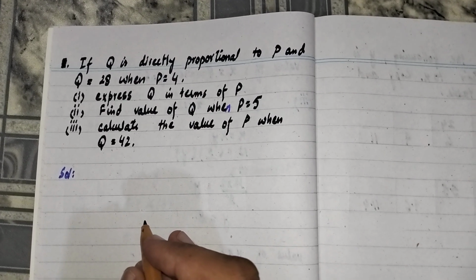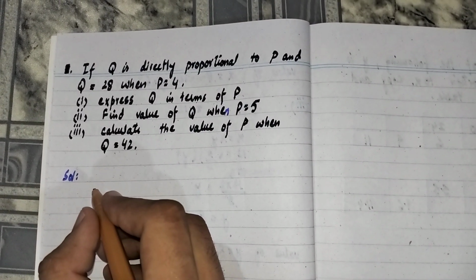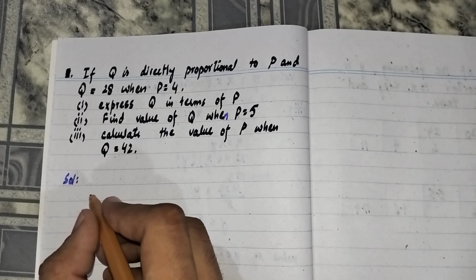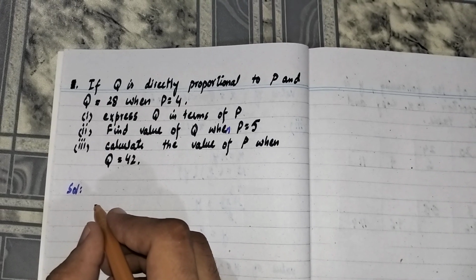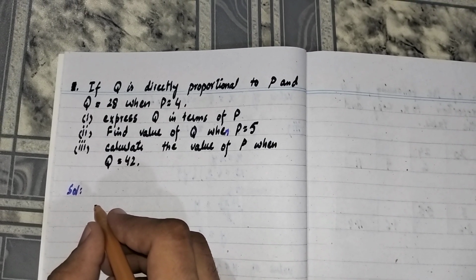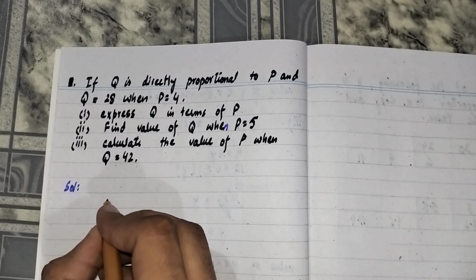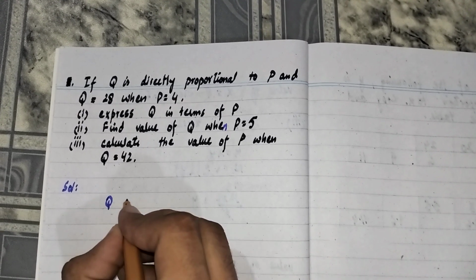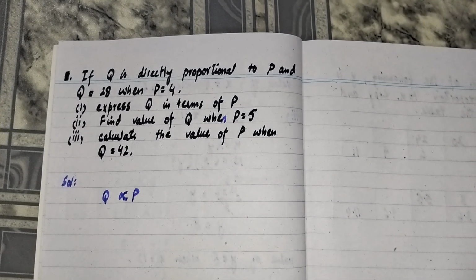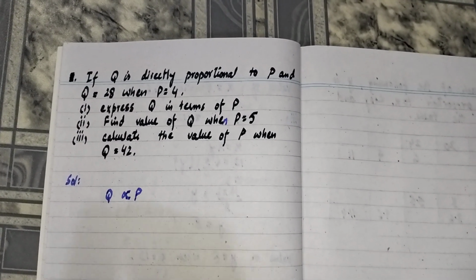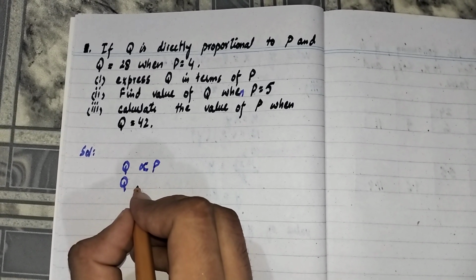First they are saying that Q is directly proportional to P. We have discussed in the last question that whenever two variables are directly proportional to each other, it means that there is a constant value which multiplies one variable to make it equal to the other variable. So if Q is directly proportional to P, this is the sign for directly proportional. To make them equal, we have to multiply by a constant.